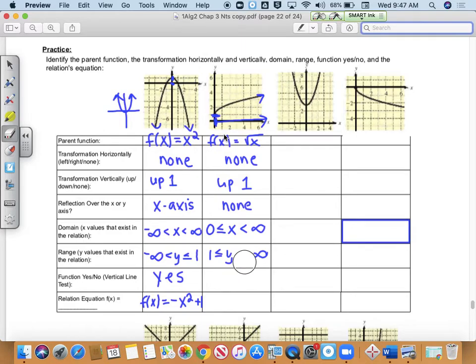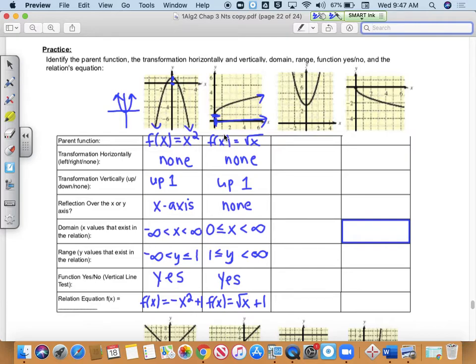I need to change the symbol, it should just be less than, because infinity is not a number, it's just a concept. This does pass the vertical line test. This is a function, and the function's equation would be f of x equals the square root of x and then plus 1 since it's moved up 1 unit.